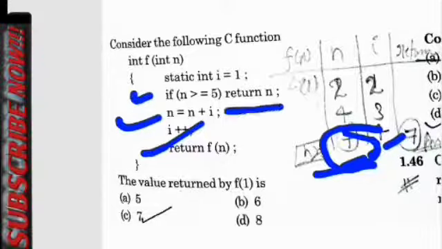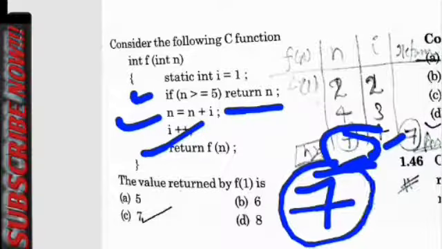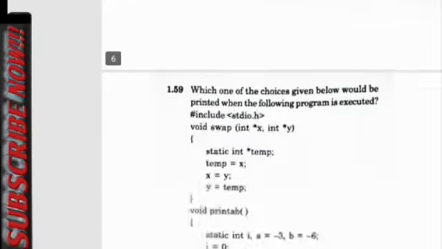then return n, which means 7 is your correct answer. So option C is correct. Now come to the next question.